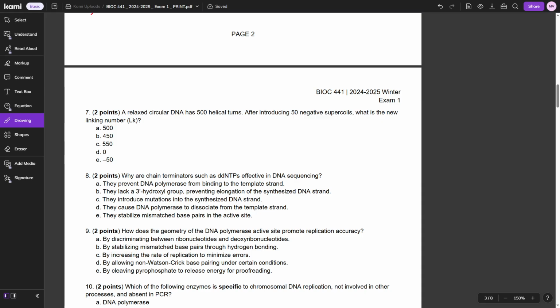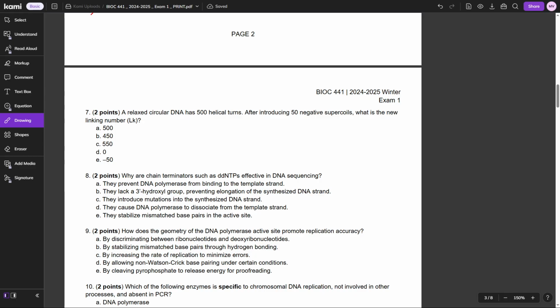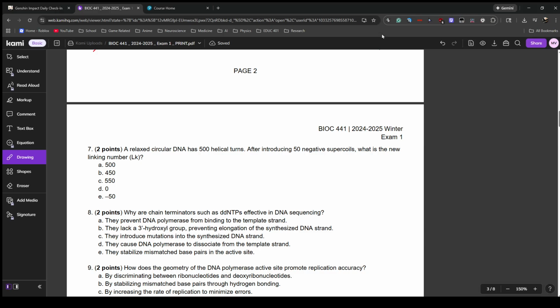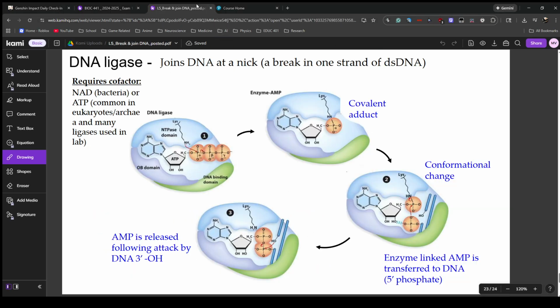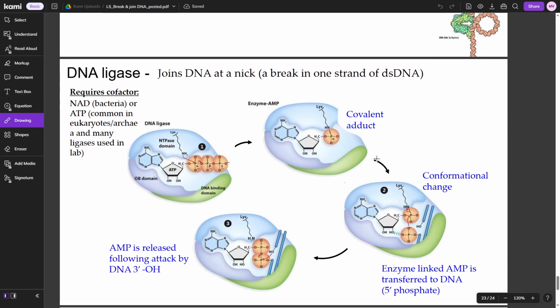Where is the ligase? Here it is. I don't know if you guys can see that. Can you guys see that? Oh, you can't. Hold on. Switch this real quick. Nope. Not that. No. Here. Maybe if I switch this and show this to you guys. There we go. Okay, cool. Nice. All right.